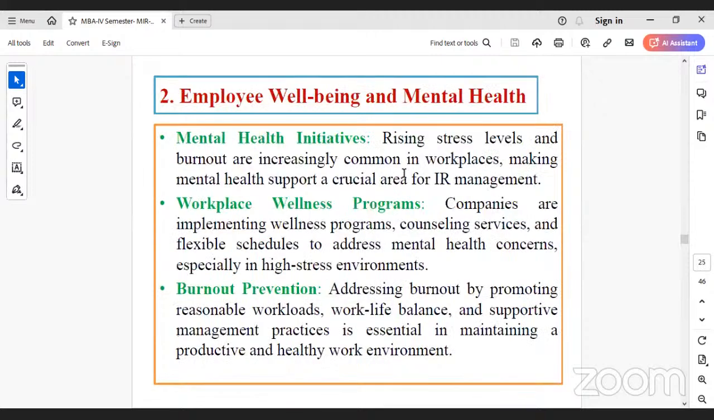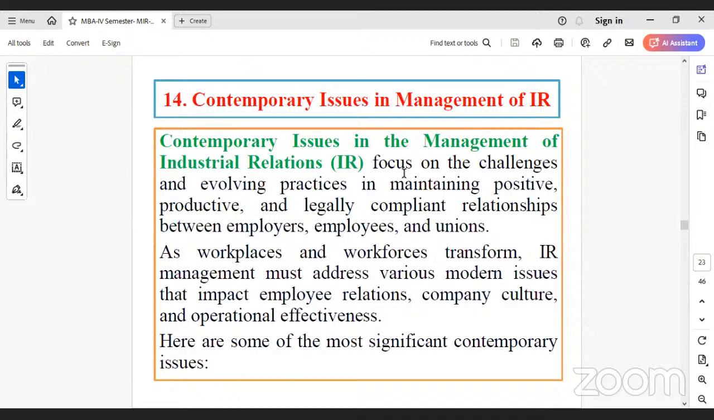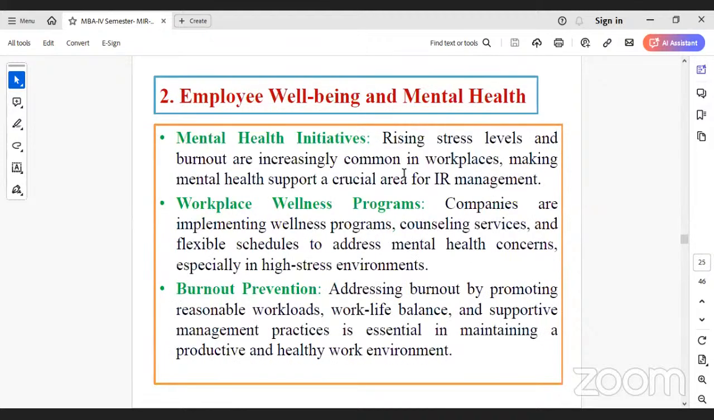Second one, employee well-being and mental health. Another part of contemporary issues is employee well-being and mental health. So mental health initiatives, workplace wellness programs, burnout prevention. What is mental health? If the employee is working for the company, the company has to look after their health.